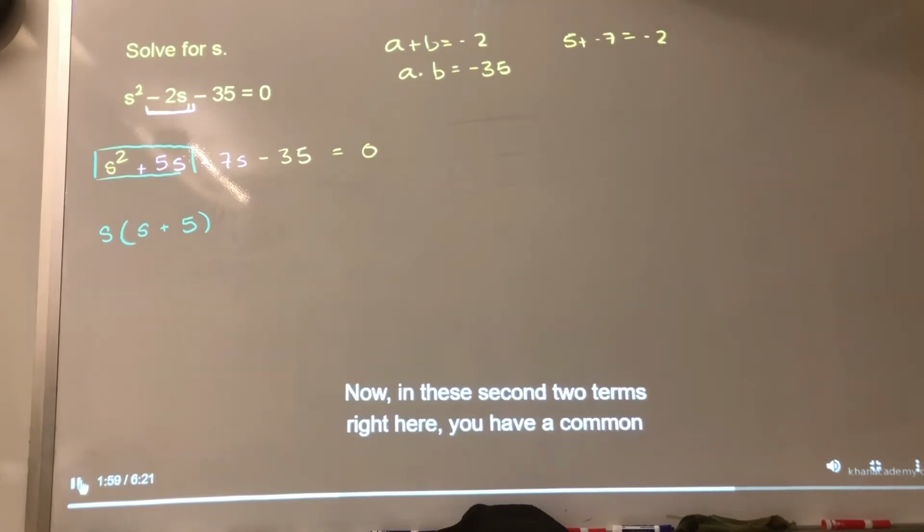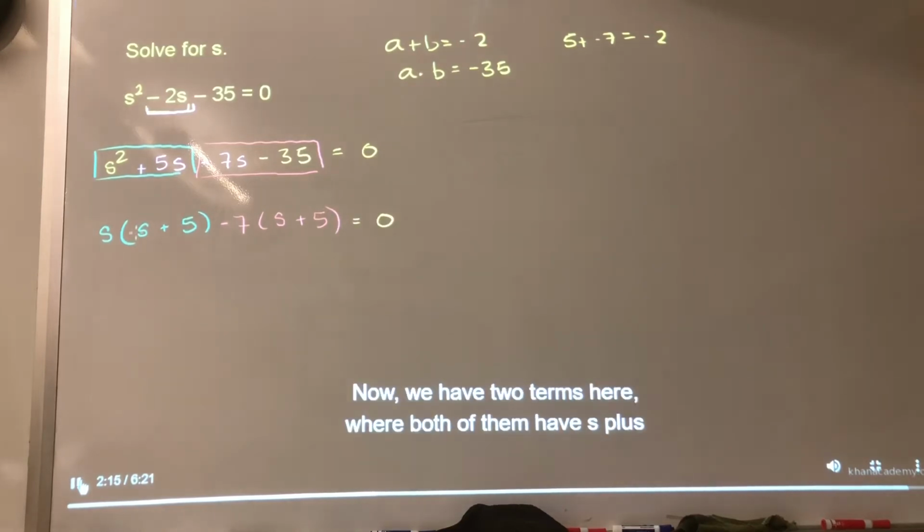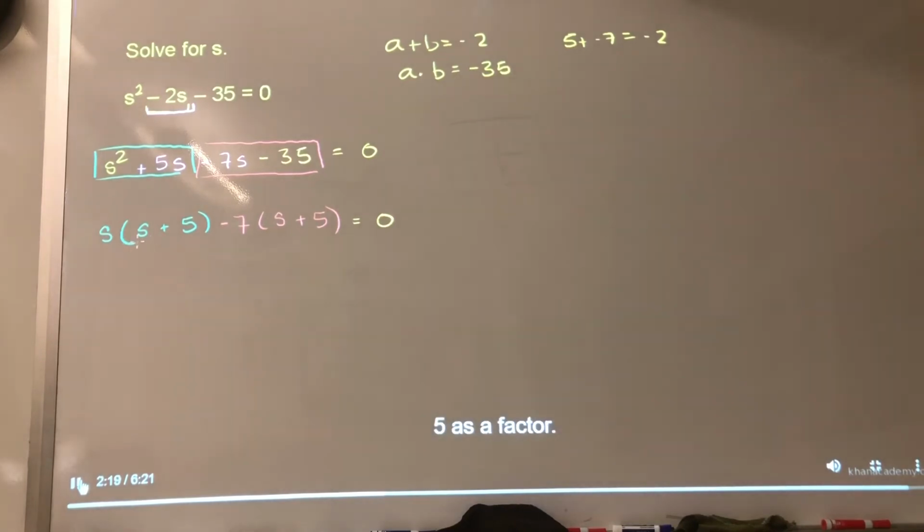Now in these second two terms right here, you have a common factor of negative 7. So let's factor that out. So you have negative 7 times s plus 5. And of course, all of that is equal to 0. Now we have two terms here where both of them have s plus 5 as a factor, so we can factor that out.